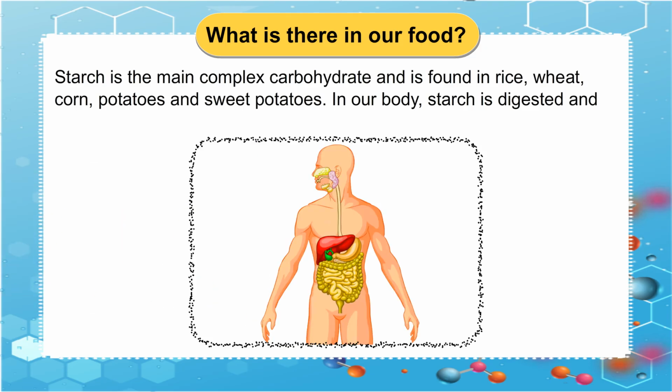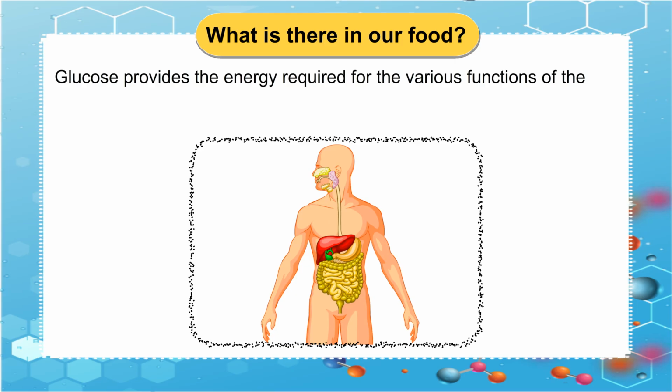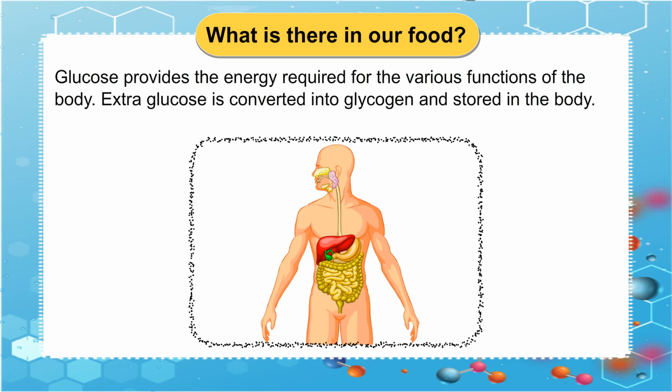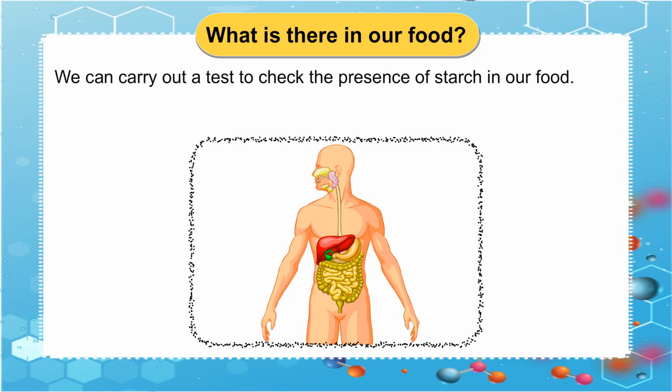In our body, starch is digested and broken down into glucose. Glucose provides the energy required for the various functions of the body. Extra glucose is converted into glycogen and stored in the body. We can carry out a test to check the presence of starch in our food.